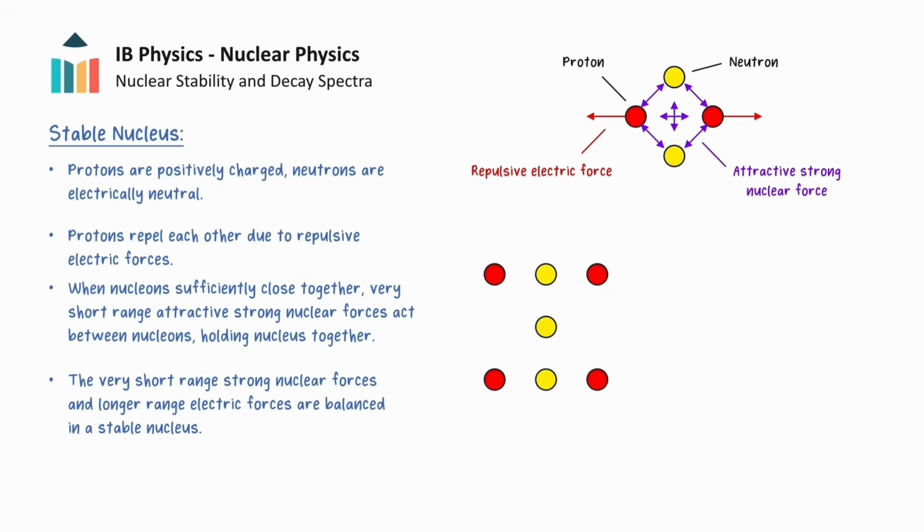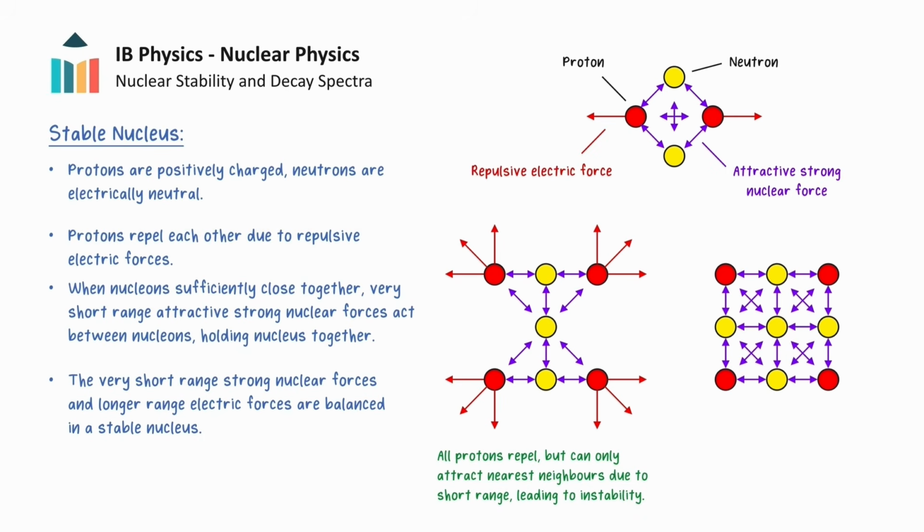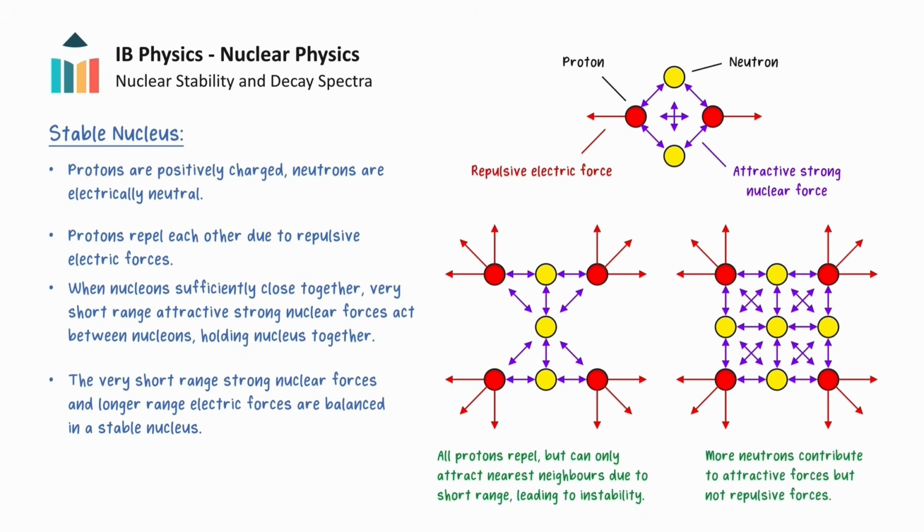As more protons are added to the nucleus, they will all repel each other due to the electric force. But protons can only attract their immediate neighbours due to the short range of the strong nuclear force. So this will increase the tendency for the nucleus to break apart. Meanwhile, adding more neutrons to the nucleus will contribute to the attractive forces, and not contribute to the repulsive forces, which is why stable large nuclei will tend to have more neutrons than protons.